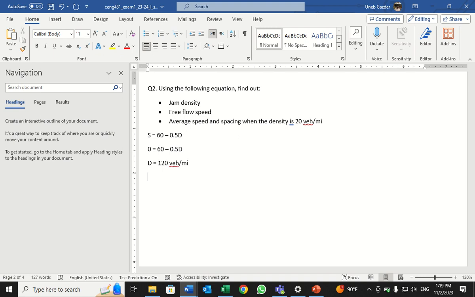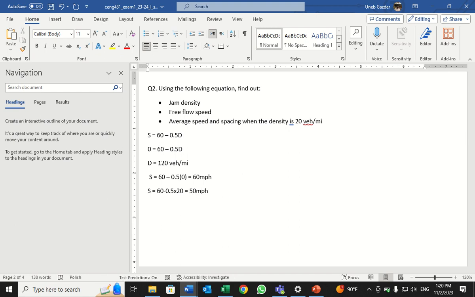Then you need free flow speed. For free flow speed, this d will become 0, so I'll again take the whole equation and multiply this with 0. So my s comes up to 60 miles per hour. Then I do the average speed and spacing when density is 20. For speed, I just put 60 minus 0.5 into 20. So this is 40. Sorry, this should be 60, and then this is 50 miles per hour.